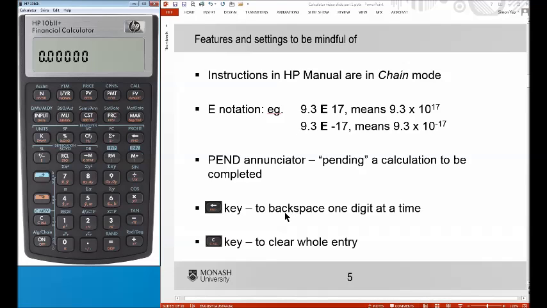Next, to backspace one digit at a time, we have the backspace key, which is located here in your calculator. And to clear the whole entry, press the C button here. And we will talk more about clearing buttons in a minute.